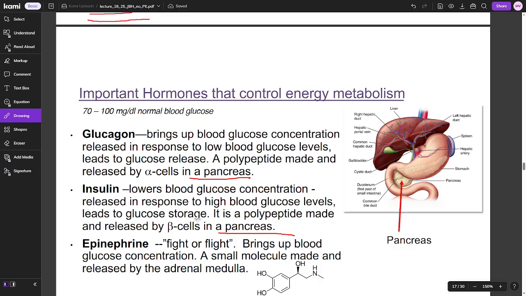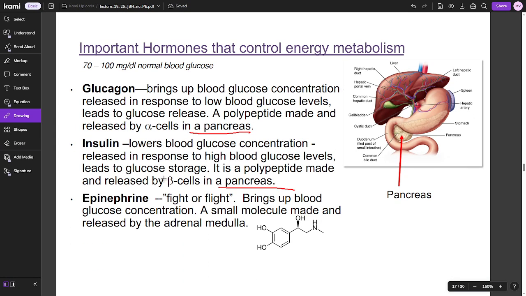Your pancreas is responsible for the hormones, but then those hormones act on the liver to cause some sort of response. I think I might have said earlier that the liver releases them; that's a mistake. The liver responds to these hormones, as do all the other tissues in the body. And epinephrine is basically similar to glucagon.